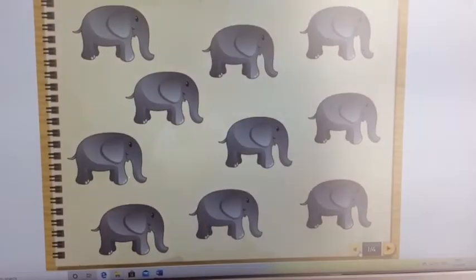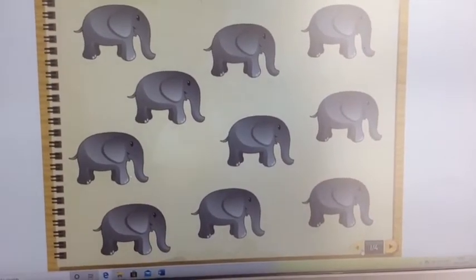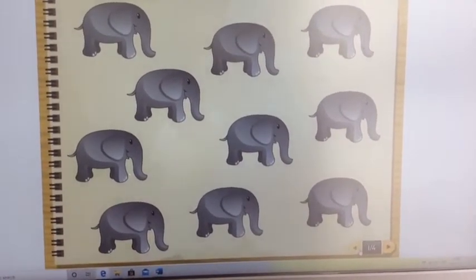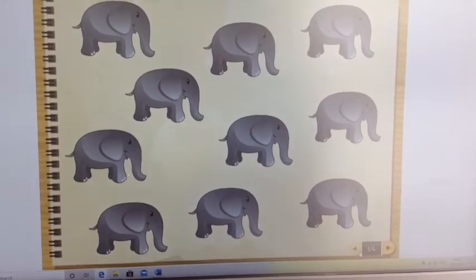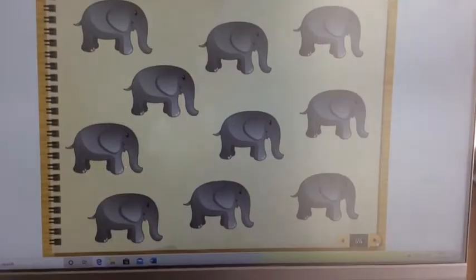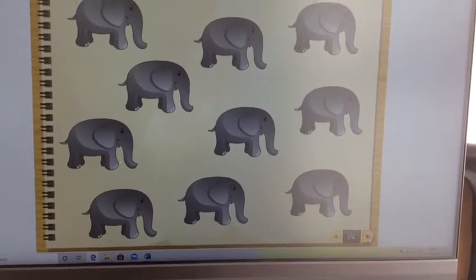Right, let's get using some of these number facts in our number stories now. And we're going to start telling stories, number stories about elephants, one of my favourite animals. So, our elephant story is all about 10 elephants. But what sums can we make with these elephants? What sum can you see here?